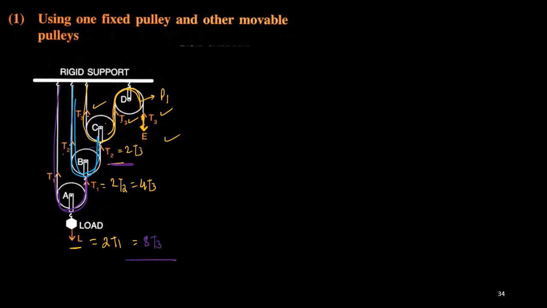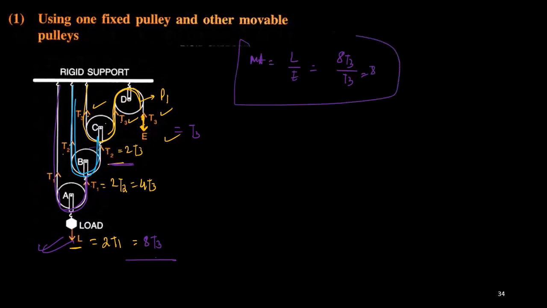No, 8T3. So this is the load part that you are getting. And effort is how much? Effort is T3. So mechanical advantage is equal to the L by E ratio. L is how much? L is 8T3. L by T3 means 8. Why this 8 number? Because there are 3 moving pulleys.